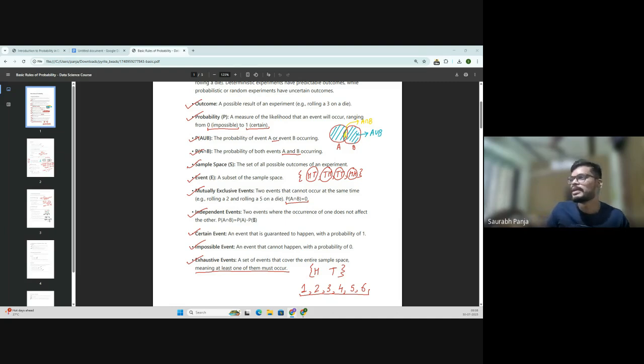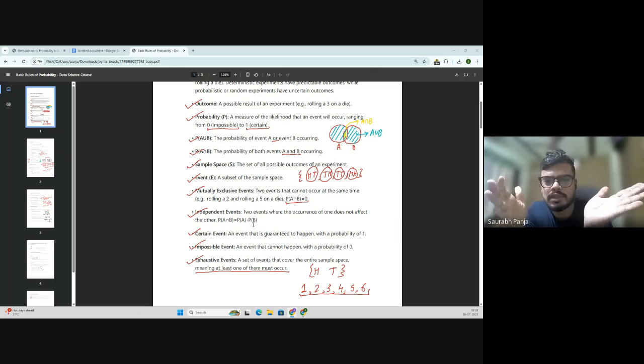Okay. Again, independent events: two events where the occurrence of one does not affect the other. Let's say which are independent events. I eating food is not affecting you, or you not eating food is not affecting me. So these are independent events, and there is a probability of, let's say, in the last month I have had my lunch 80% of the time, and in the next month I'm going to have it 80% of the time, considering there was an average of 80% of me having lunch.